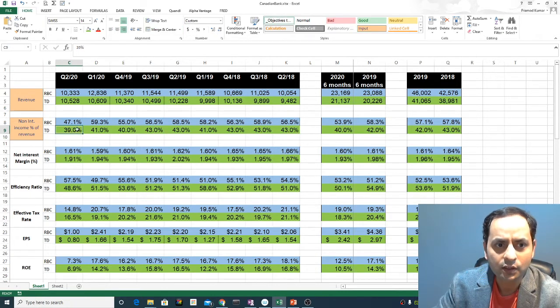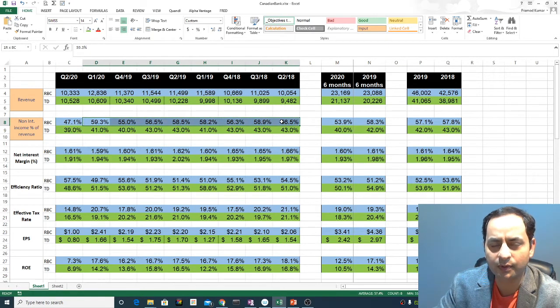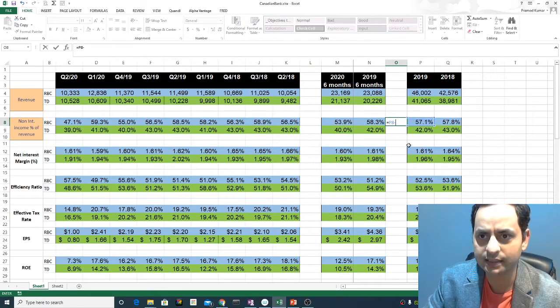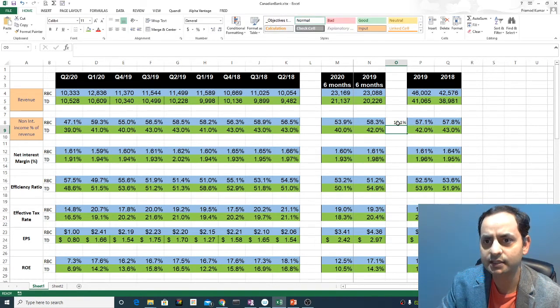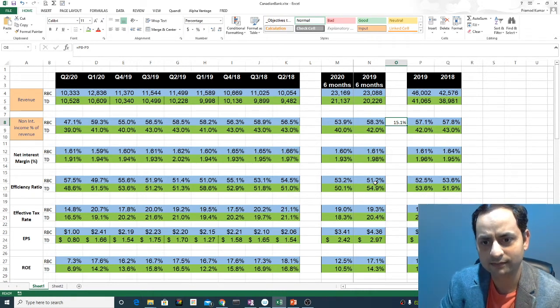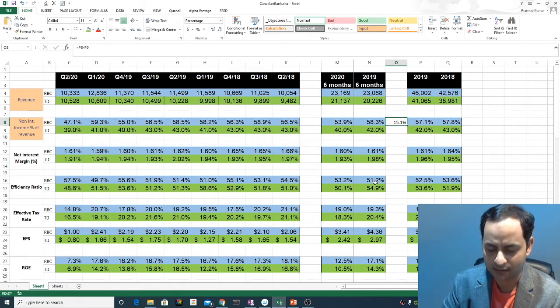So at RBC, the non-interest income is, you can see, only 39% in the second quarter, right? So it's way less. Whereas in TD, the blue color, this is close to 60%. So almost a 20% difference here. If you see, mostly 15 to 20%, right? If I do this difference on an annual basis for 2019, it gives me a 15% difference. That's a very big number in terms of the revenue which RBC is able to bring.